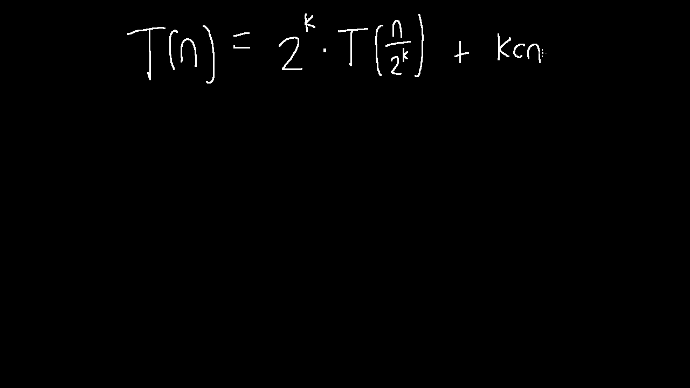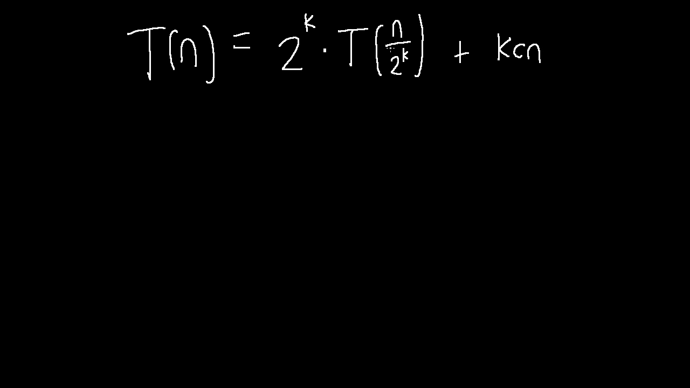So here we have T of n is equal to 2 to the k times T of n over 2 to the k plus kcn. If you don't know how we got there, check the last video and the few ones before that. It's a full mini series on the merge sort algorithm.